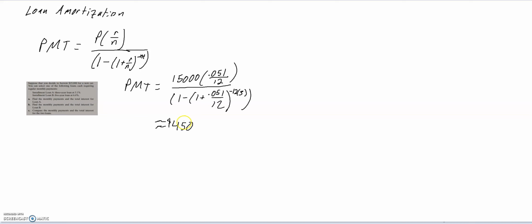Now it also says the total interest. To find the total interest, I first need to find out, if this is how much I'm paying a month, how much am I paying total? So to figure that out, I'm going to take my $450 per month times 12 months in a year times 3 years for the loan. When I multiply this together, this is going to get me $16,200. So this is how much I'm spending, but we want to know how much I'm paying in interest.